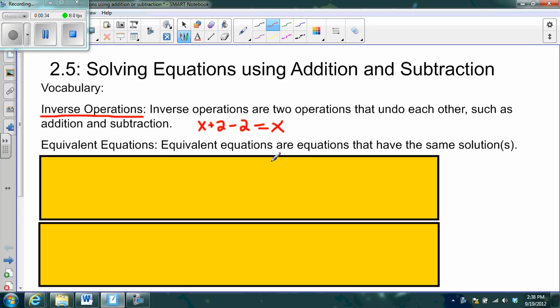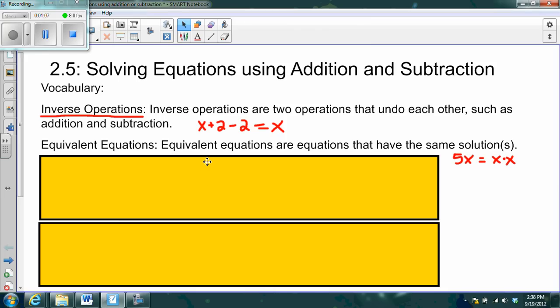The second is equivalent equations. Equivalent equations are equations that have the same solution. So for example, 5x, which is equal to, let's say, x times x. In this case, x when equal to 5 is going to be equal on both sides of the equation. So these are equivalent equations.